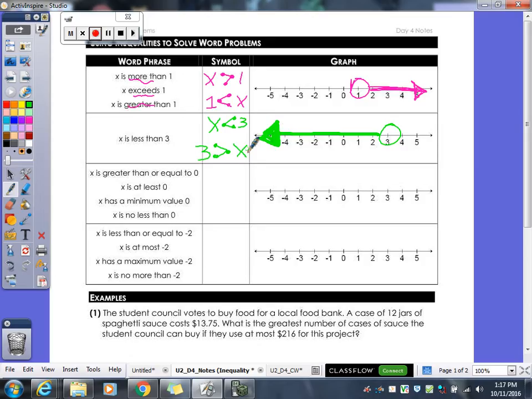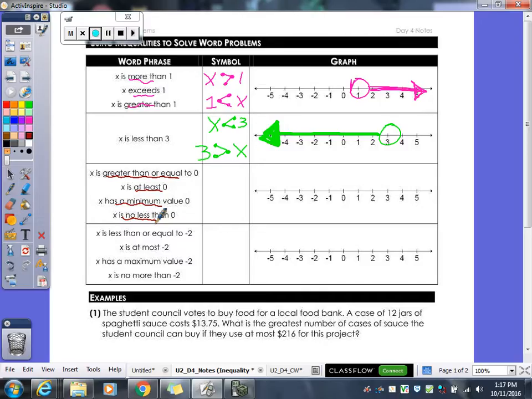Okay. So the next part is where it gets a little tricky. Is greater than or equal to, at least, has a minimum value, is no less than. I'll tell you, all of these mean greater than or equal to. Except look at these 3 words here. At least, minimum, no less than. It sounds like it means less than, and this one says it's greater than.